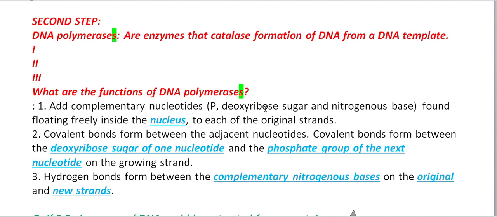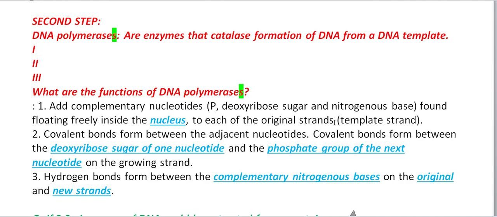Each nucleotide consists of three things. DNA polymerase adds nucleotides to the complementary template strands. These nucleotides are found floating freely inside the nucleus. The nucleotides found in the nucleus are added by DNA polymerase to the original strand, which we can call the template strand.